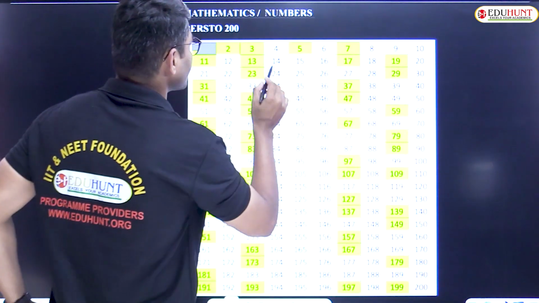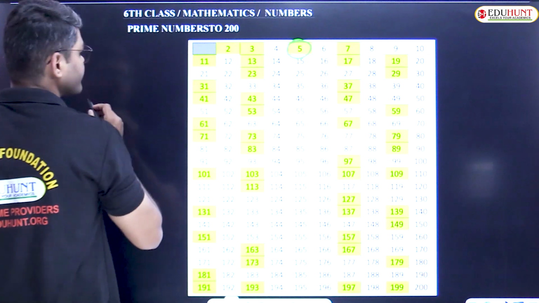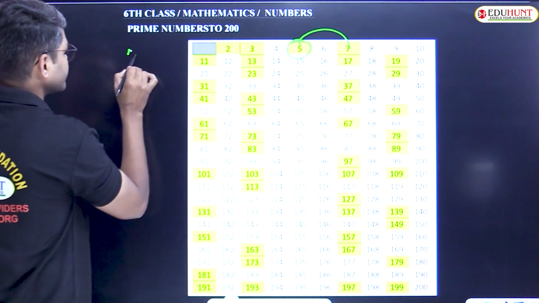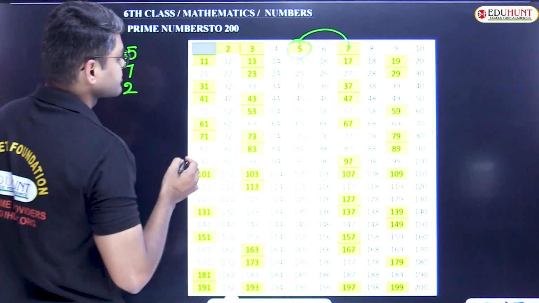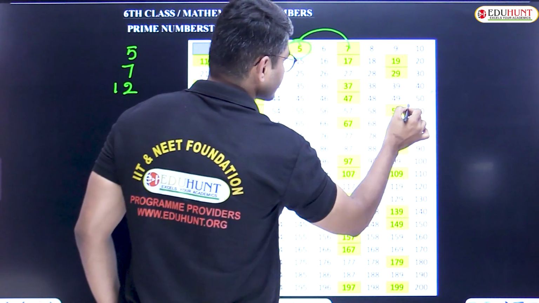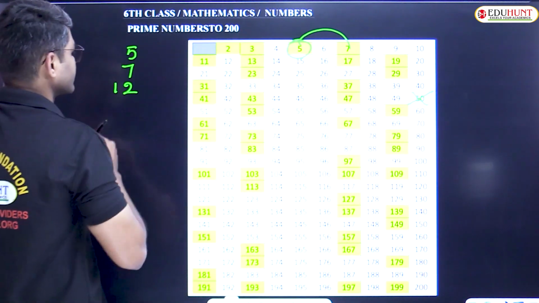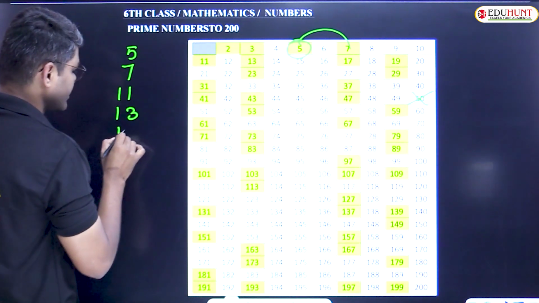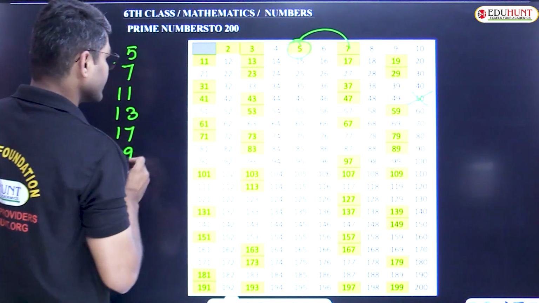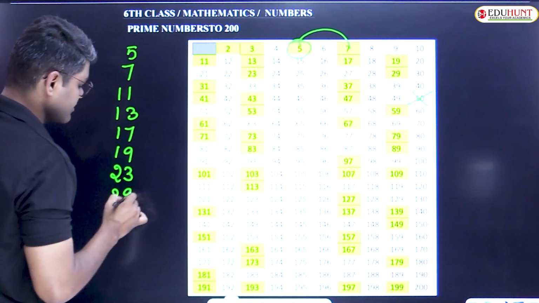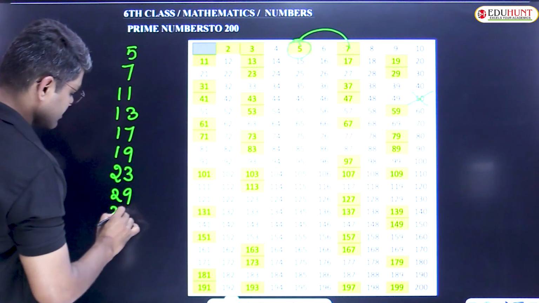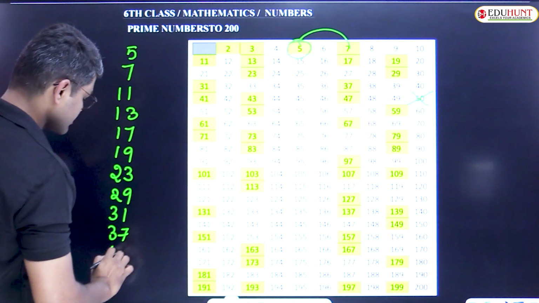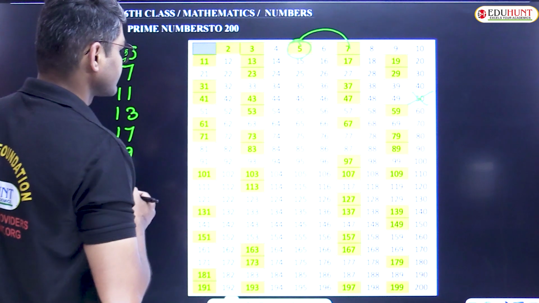That means 5, 7, 11, 13, 17, 19 and 23, 29, 31, 37, 41, 43, 47. Where is 50? Till here.